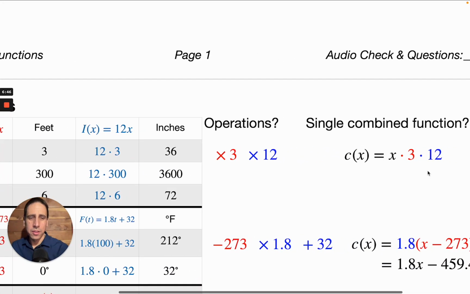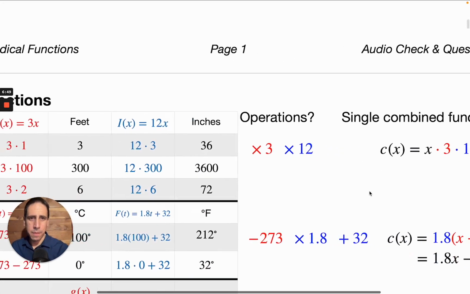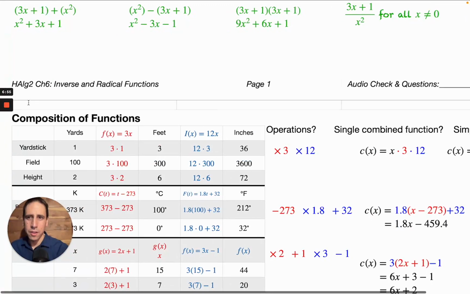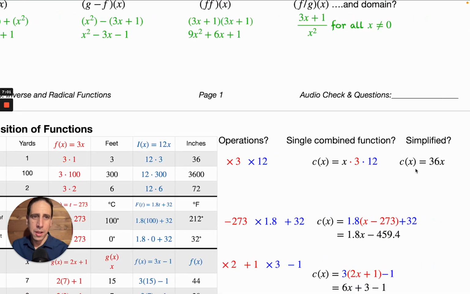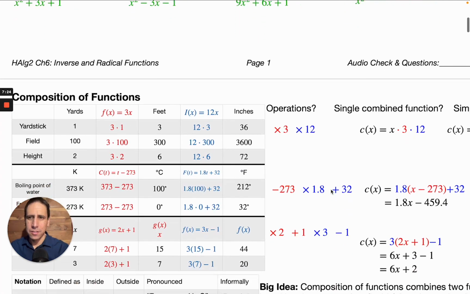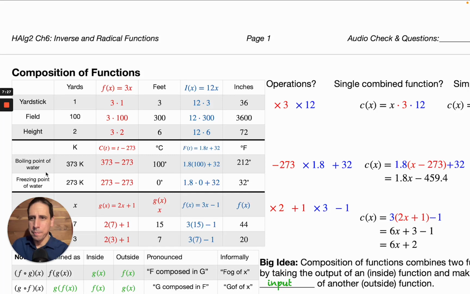So if you wanted to combine those into a single function, let's say you overall wanted to take the number of yards and directly turn it into inches as quickly as possible, you could combine those 2 operations into one operation. It would be just x times 3 times 12, and that would just be 36x. That's a combined function, or the composition of functions in this case. And so you can see 1 times 36 is 36, and 2 times 36 is 72, and 100 times 36 is 3,600. Let's do that again in another scenario here.